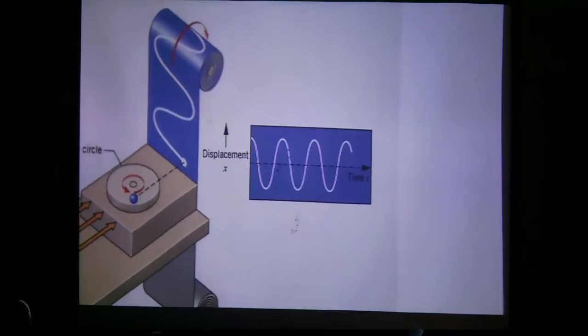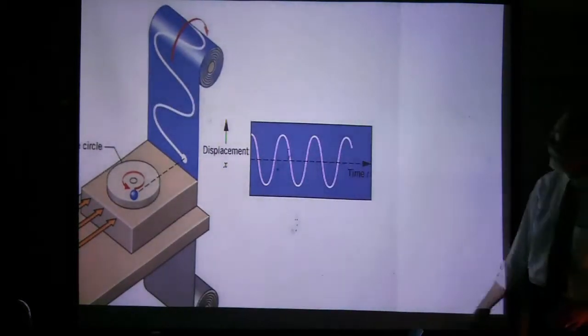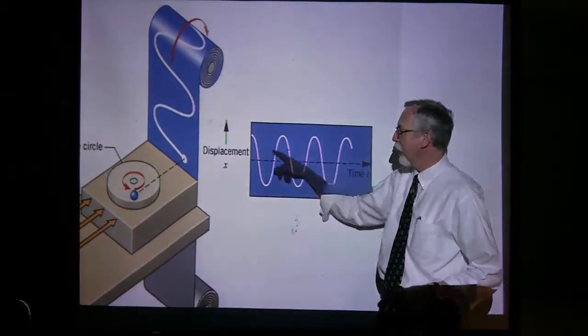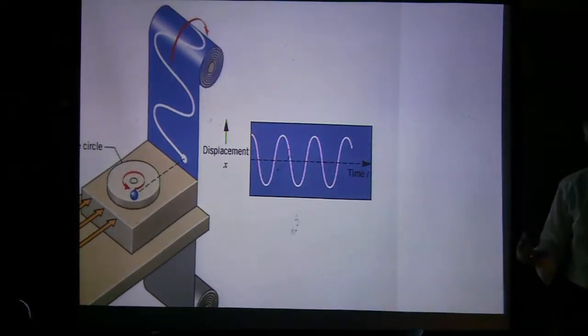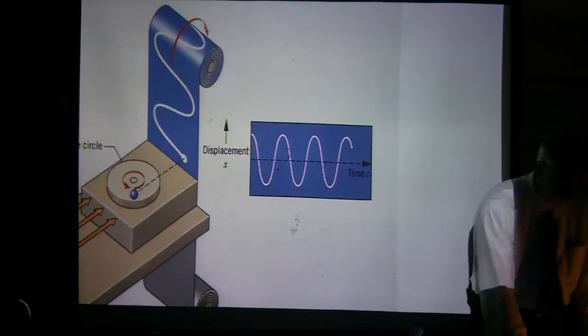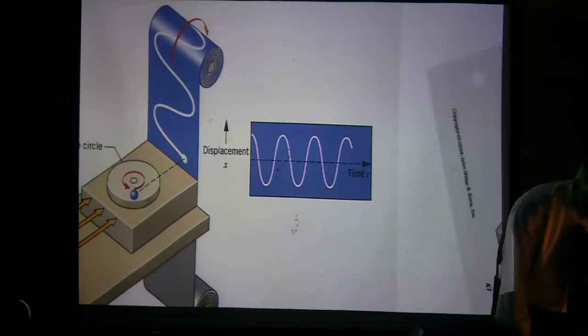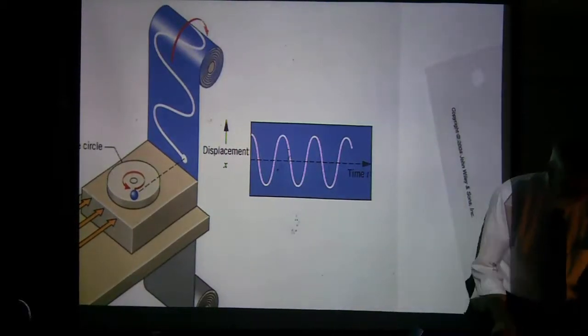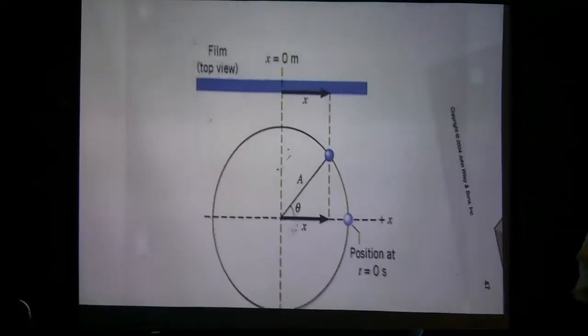Well, it's going to look just like that. Something that looks, again, a lot like a cosine. Well, let's look at this quantitatively. What is this motion really going to look like? Well, let's imagine that we've got an object going around in a circle.